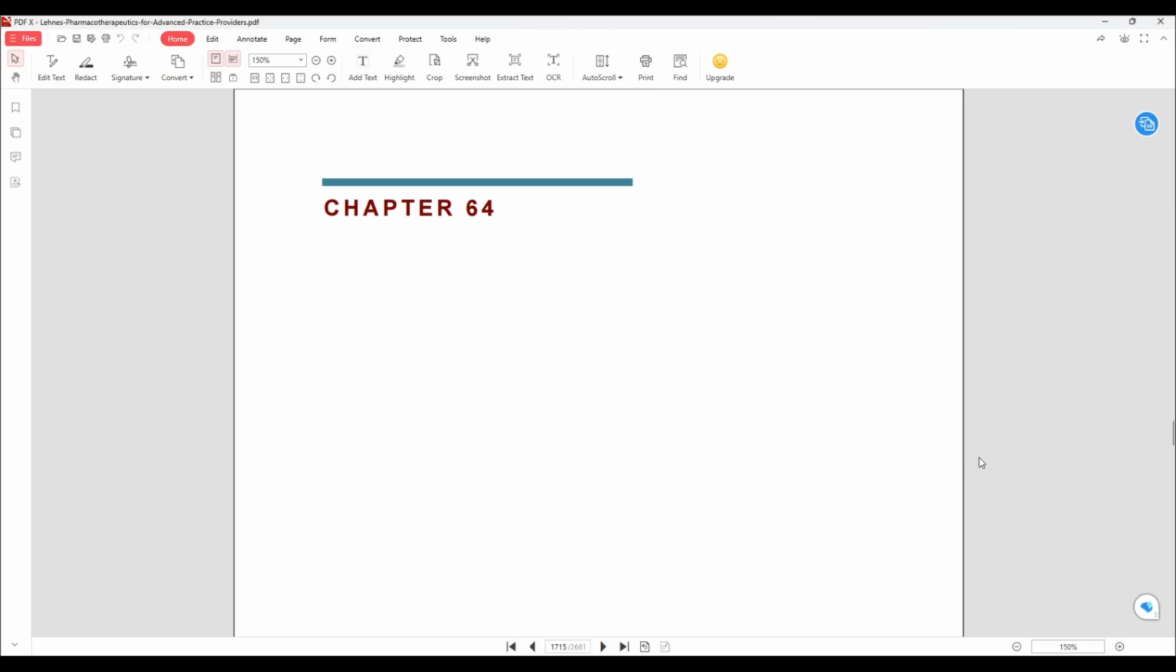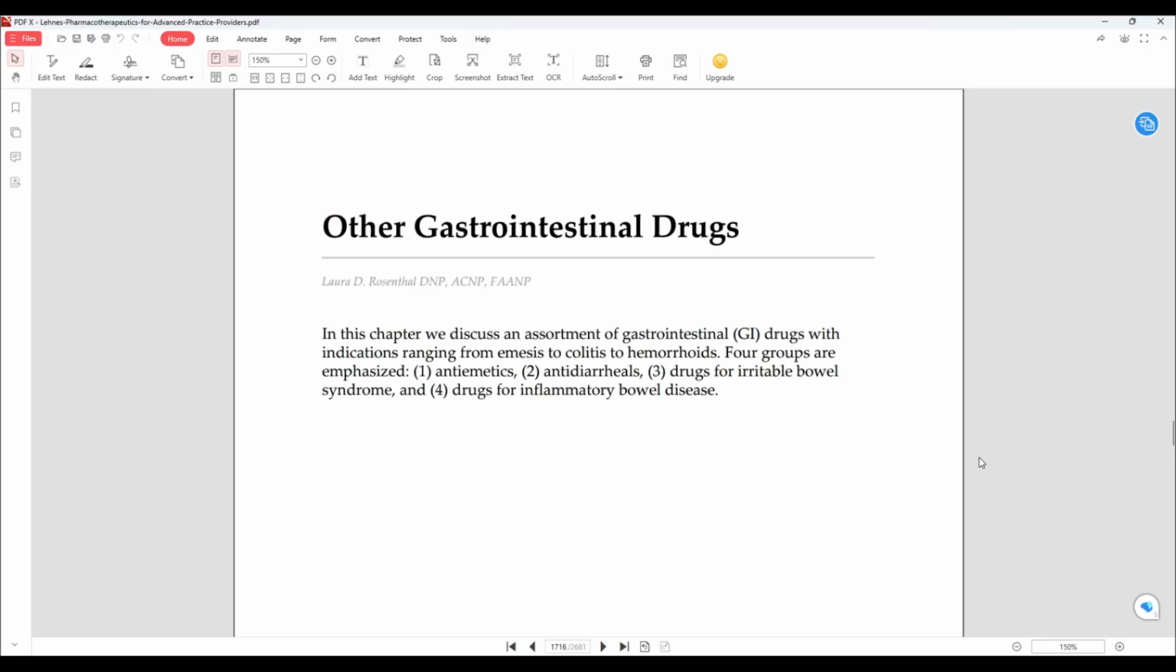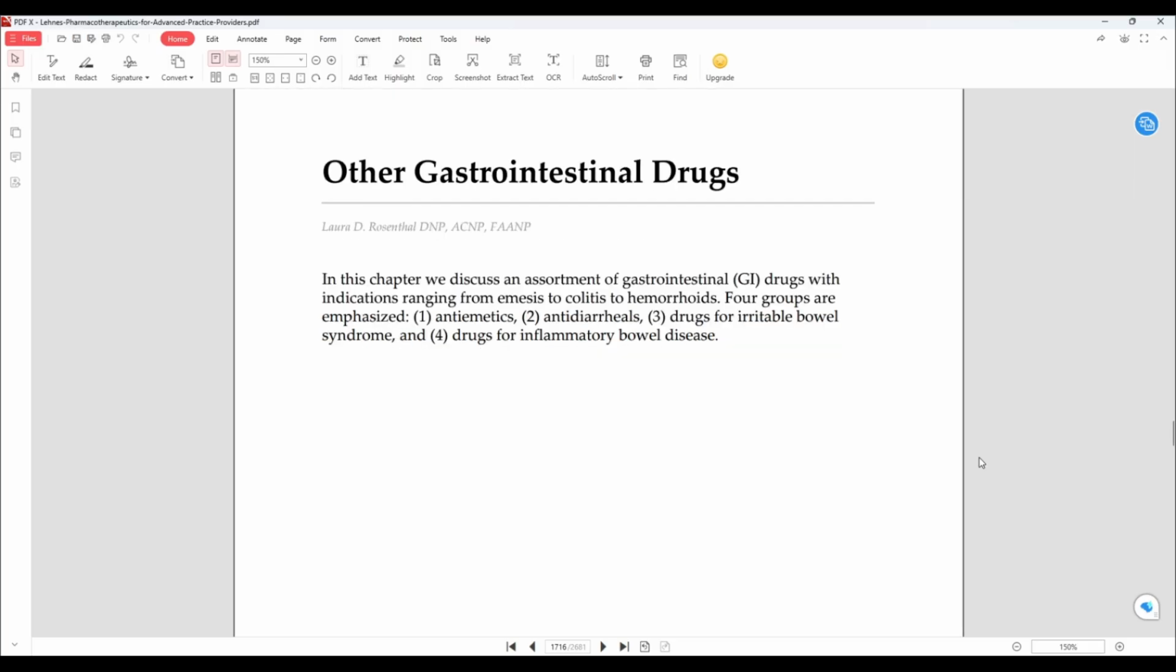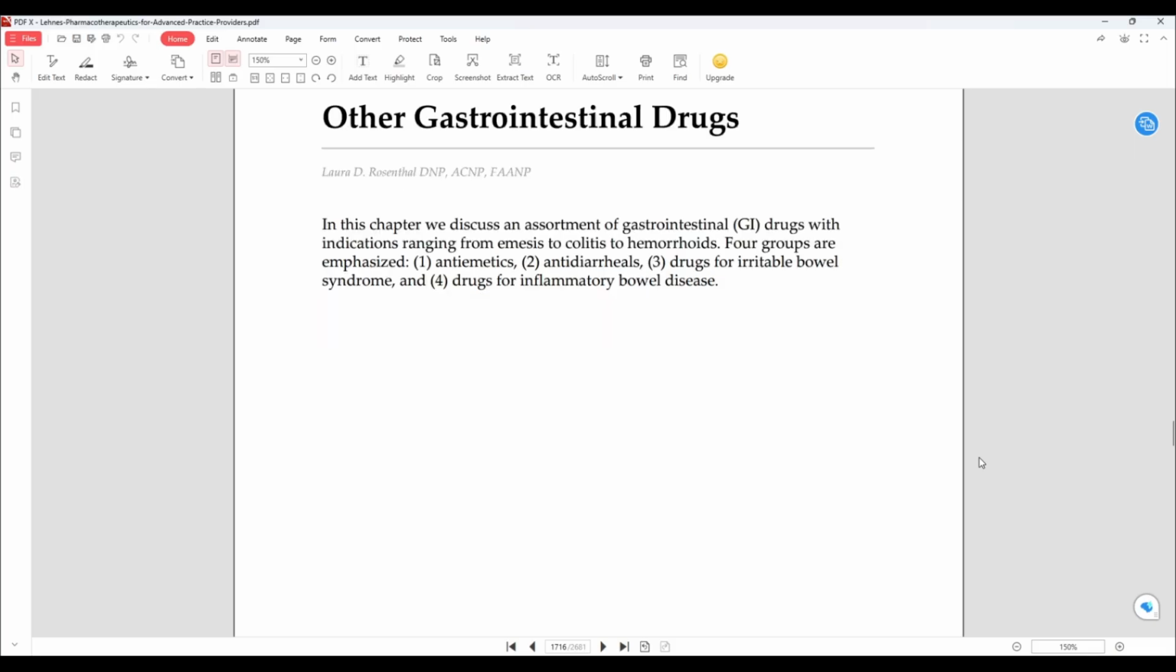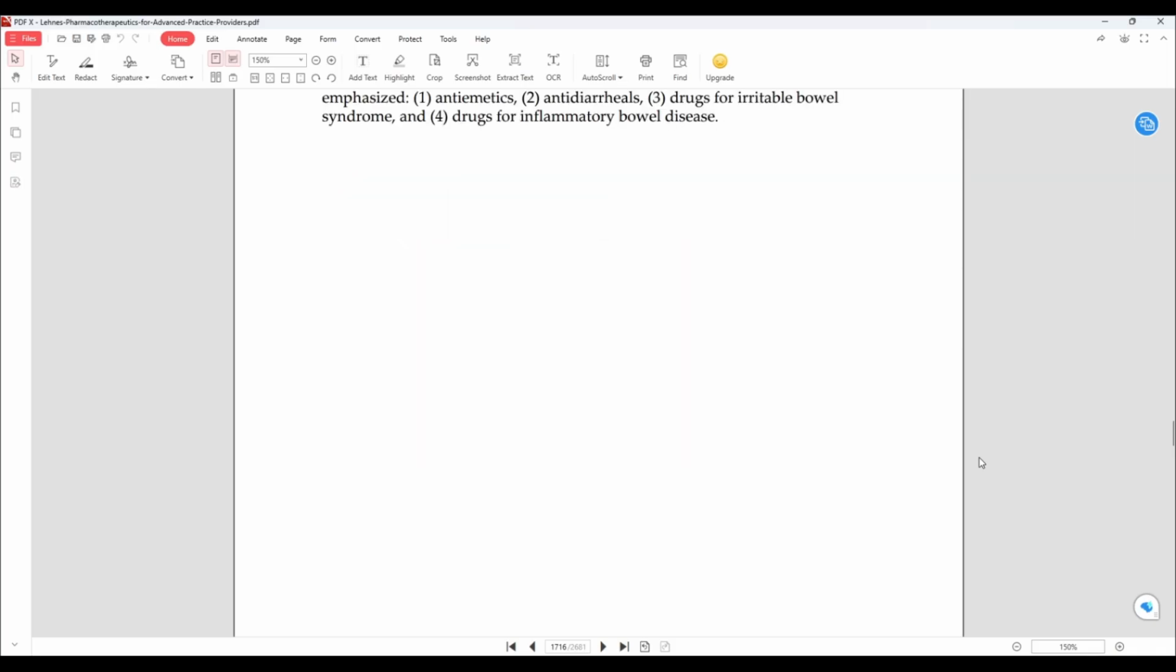Today we're talking about Chapter 64, Other Gastrointestinal Drugs. So, in this chapter, we will discuss an assortment of gastrointestinal drugs with indications ranging from emesis to colitis to hemorrhoids. Four groups are emphasized: your antiemetics, antidiarrheals, drugs for irritable bowel syndrome, and lastly, drugs for inflammatory bowel disease.